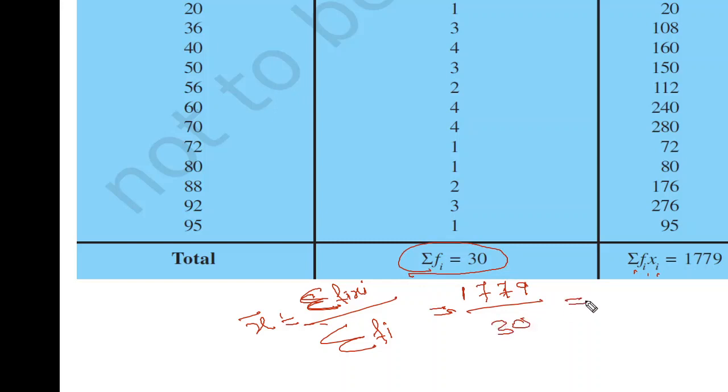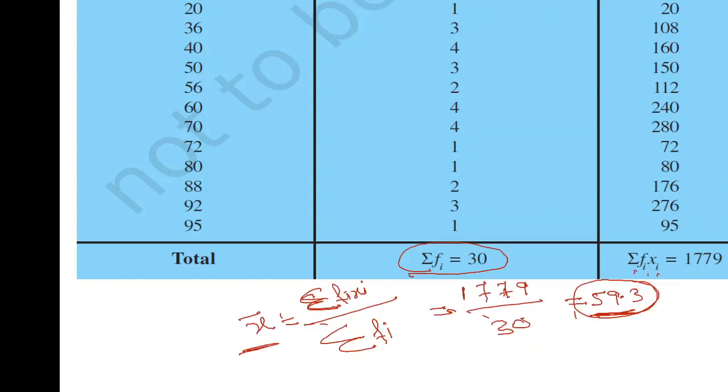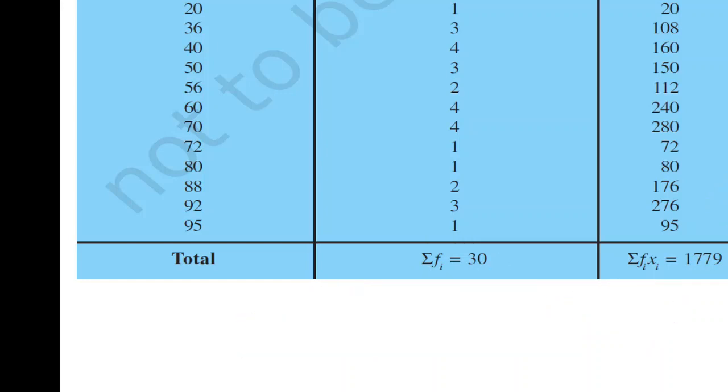Now you can cancel it. 3 5s are 15, then 3 9s are 27, then there is a 0, so it will be 0.3. So 59.3 will be your mean. So mean is equal to 59.3. Very simple way you can find it. This method you can call the direct method. Now we will move to another section.